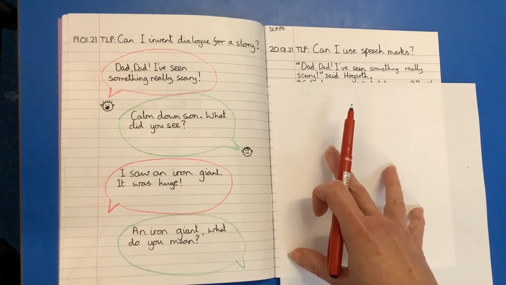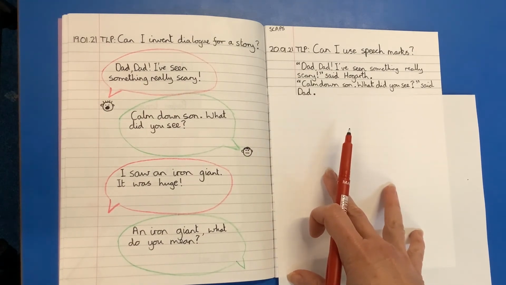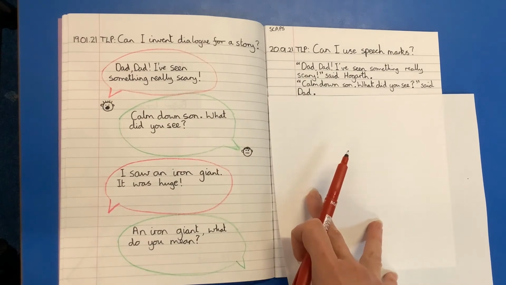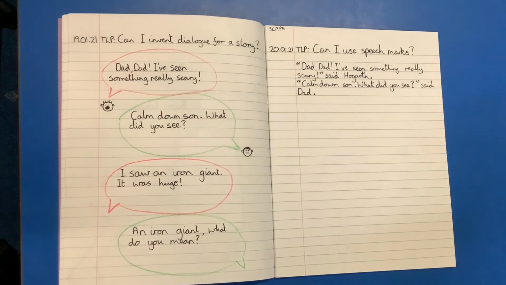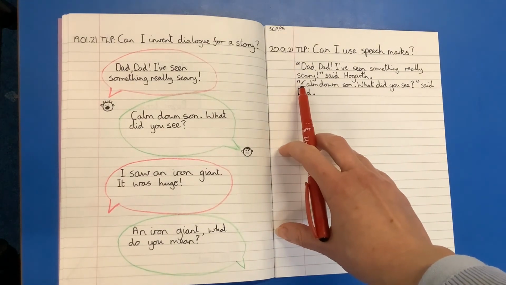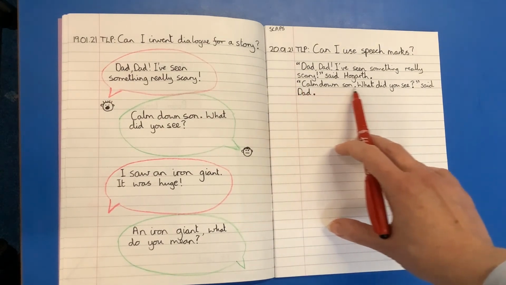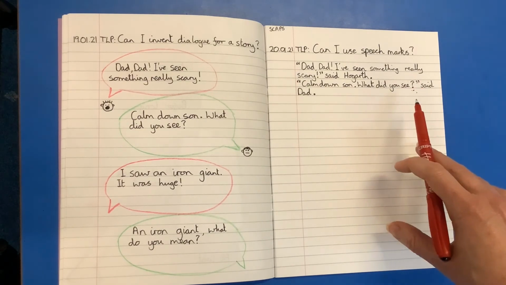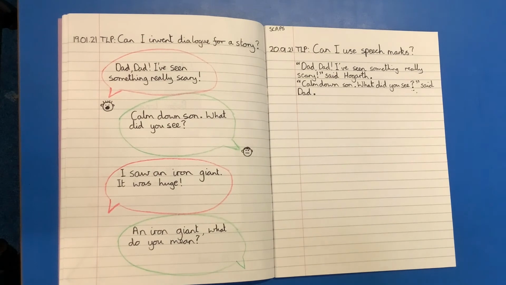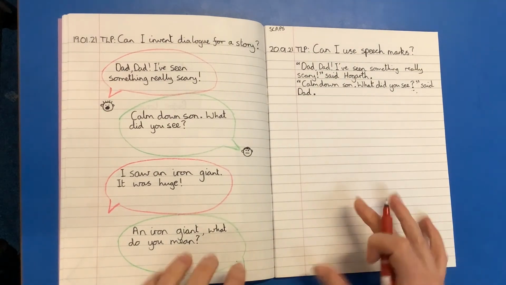Okay. Now, my second sentence. "Calm down, son. What did you see?" said Dad. Let's check again. Speech marks, capital letter, actual speech, punctuation, and speech marks. Okay, let's do the next one together. See if you can work it out before I start.